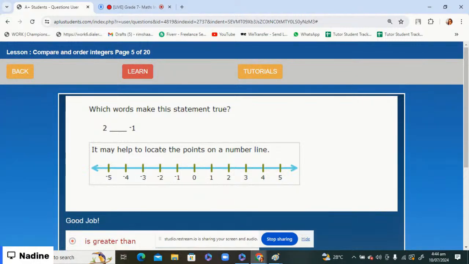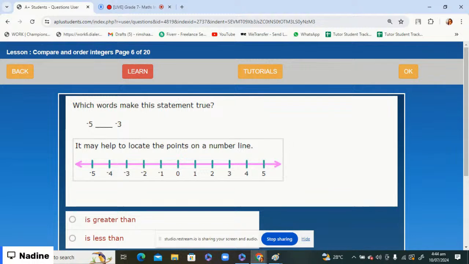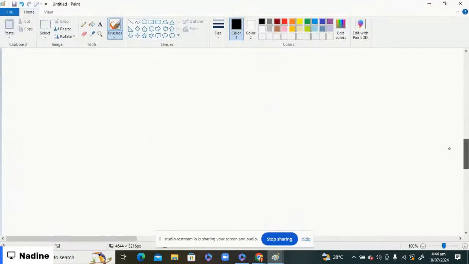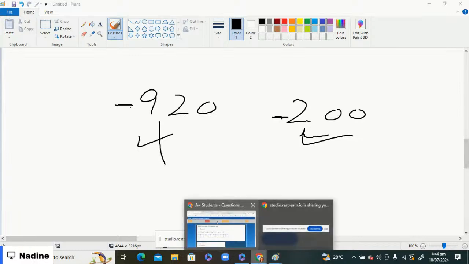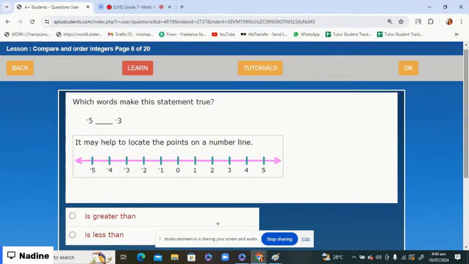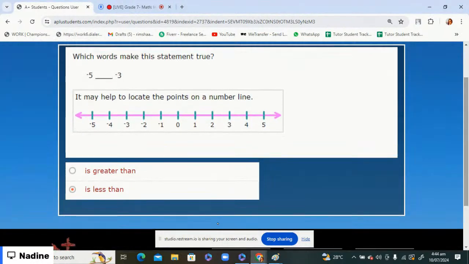Okay, this is what we have done. Which word makes this statement true? Minus 5 and minus 3. Look here, minus 5 lies here, minus 3 lies here. For numbers with a negative sign, the one with the smaller value is the greater number. For example, minus 920 and minus 200. Both have a minus sign, so this is not the right option. The right option is: with a negative sign, the smaller number is always greater. So minus 3 is greater, and minus 5 is less than minus 3. Let's go with this option.